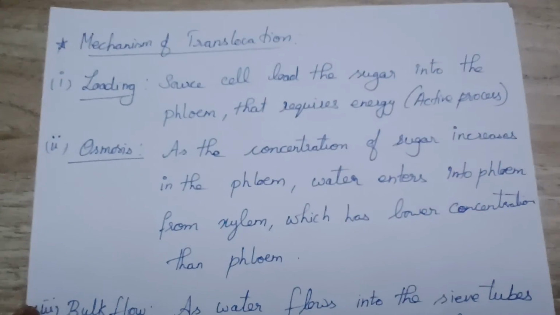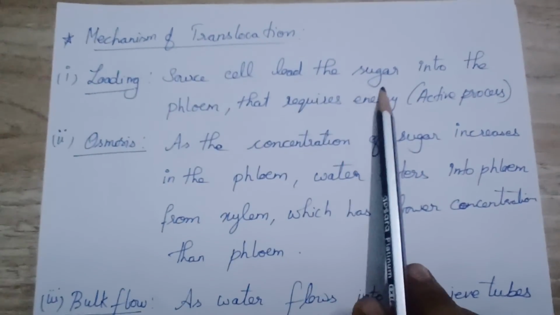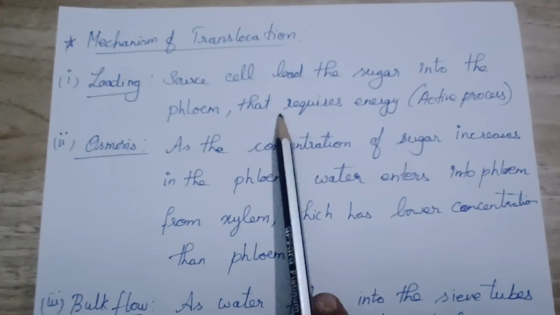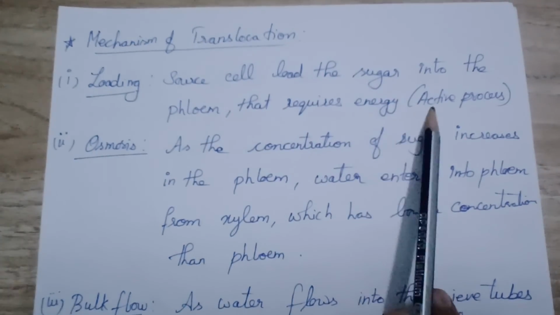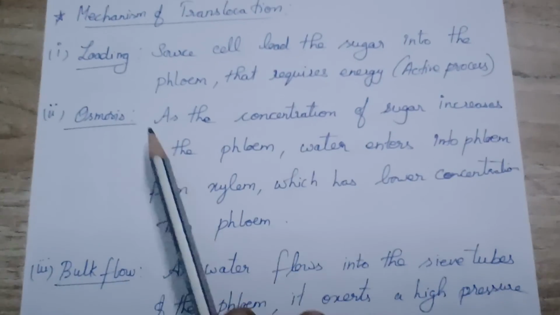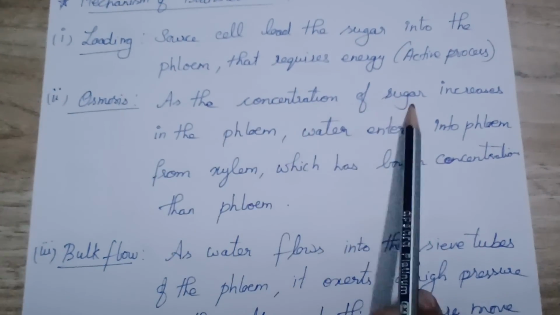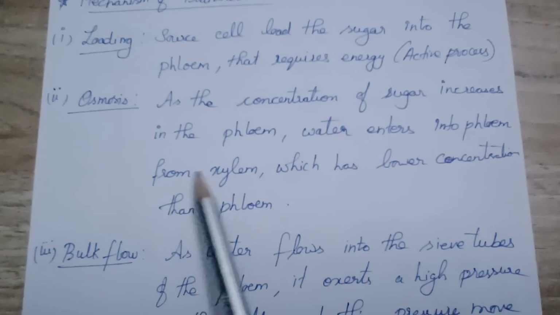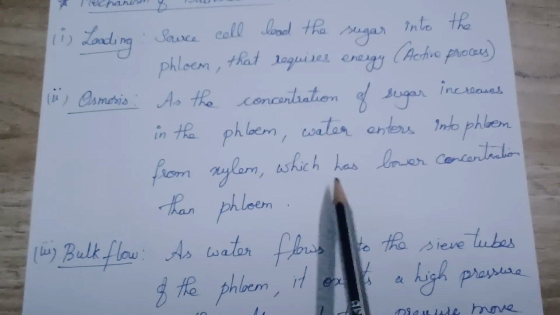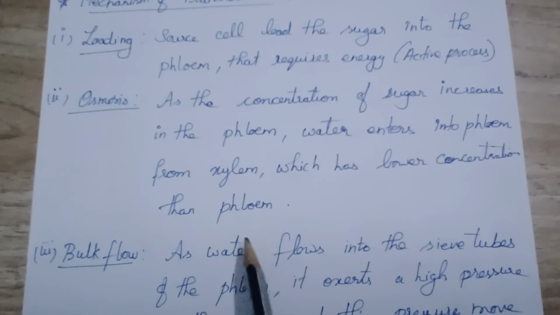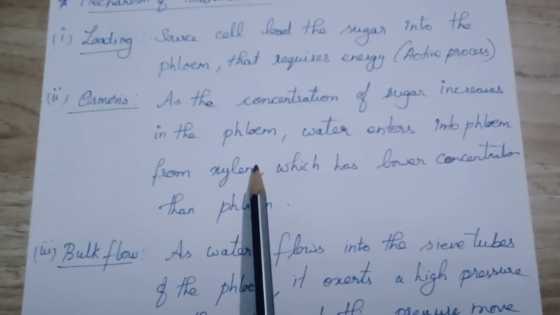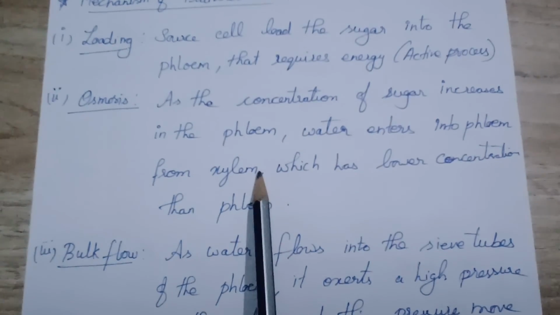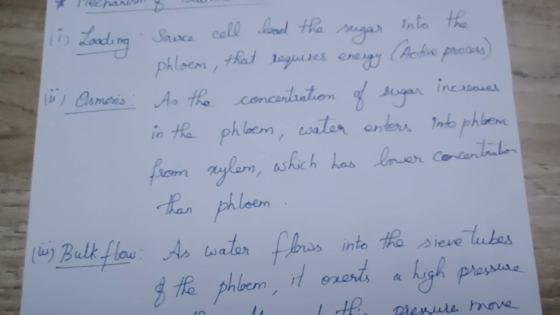So what is happening here? Loading. The source cells load the sugar into the phloem. That requires energy. That's why it is called active process. Okay. Then osmosis. As the concentration of the sugar increases in the phloem, water enters into the phloem from xylem, which has a lower concentration than phloem. Because of the lower concentration, osmosis means what? The water will move from lower concentration area to higher concentration area.